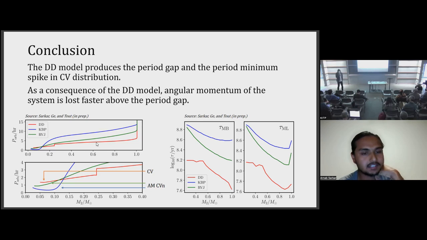Well, yes. Right. So the evolutionary timescale does increase as we move closer to the period minimum. Yes, of course, but the total time decreases. Yeah. Okay. That I haven't looked at.